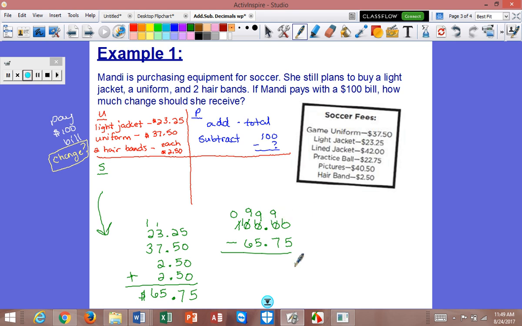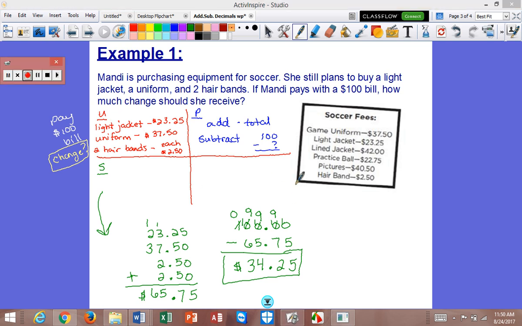So now I really have 10 minus 5, 9 minus 7, carry down the decimal, 9 minus 5, and 9 minus 6. So I get $34.25 as the final answer.